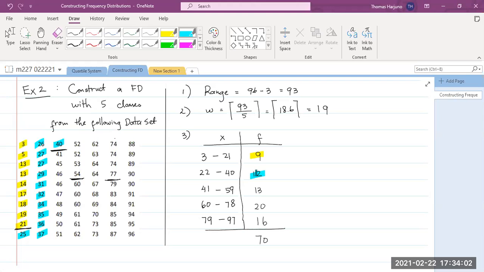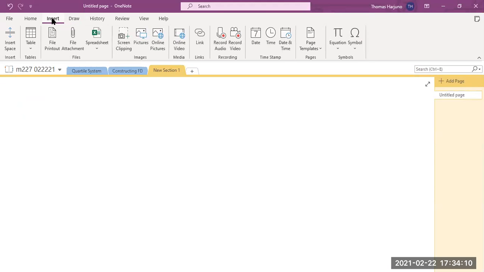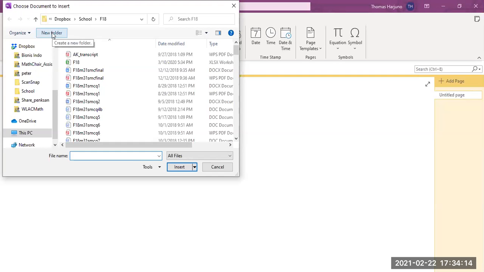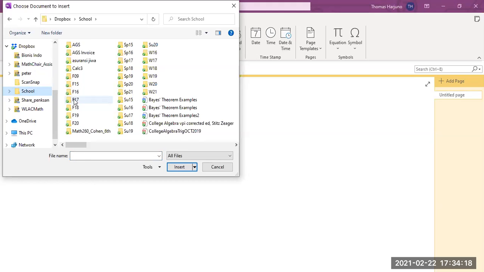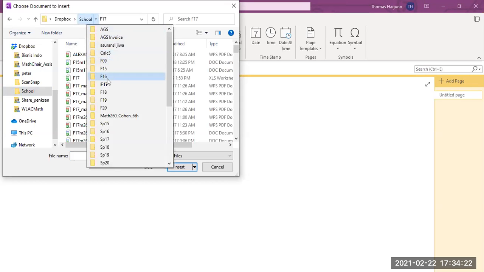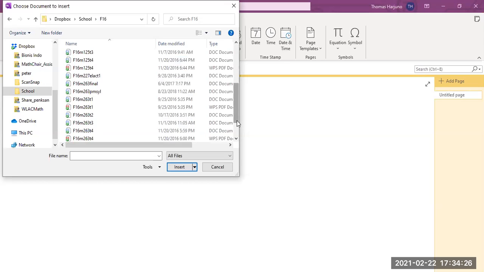Now let me put things together. I will do problems from my old tests. Let me choose which test. Let me take a look. Maybe from, oh, that's from 417. I don't want to do 417. 416 maybe. Maybe 416.